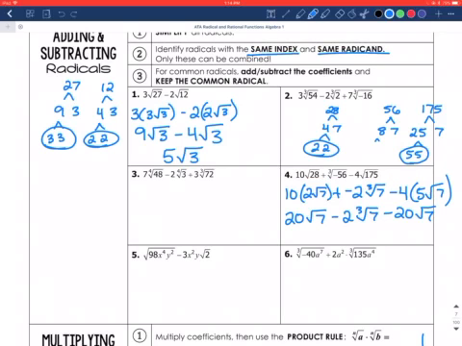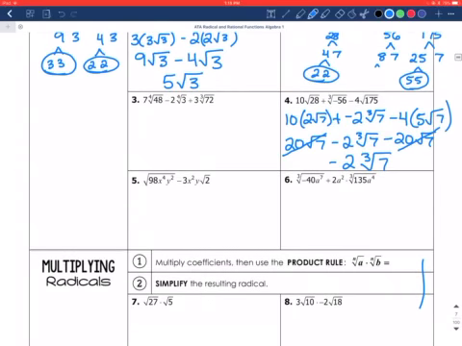The minus 2 cube roots of 7 we're not going to touch because it doesn't have the same index. But the other 20 square roots of 7 we can. So these are actually going to cancel out. 20 square roots of 7 minus 20 square roots of 7. And we're just left with negative 2 cube roots of 7. And that's it. And then I'll do one with a variable.